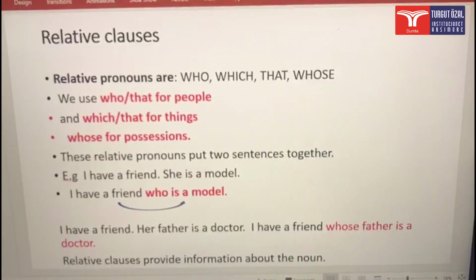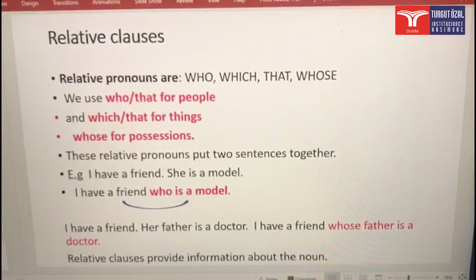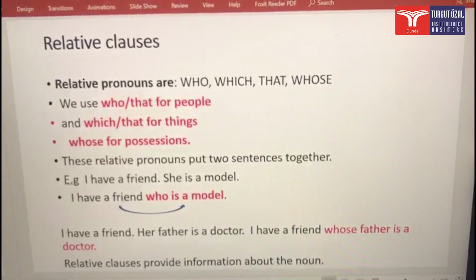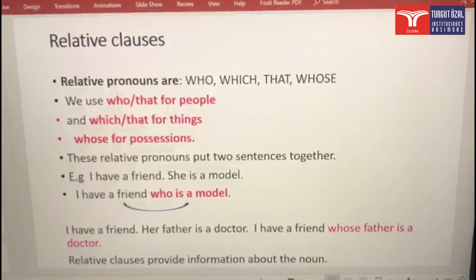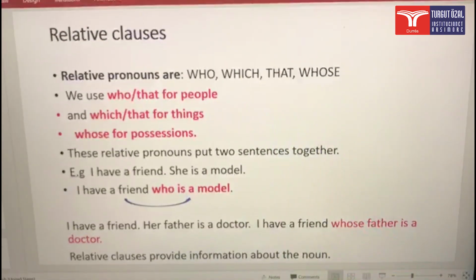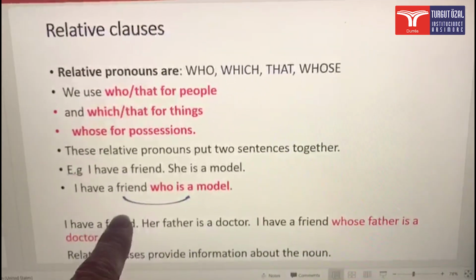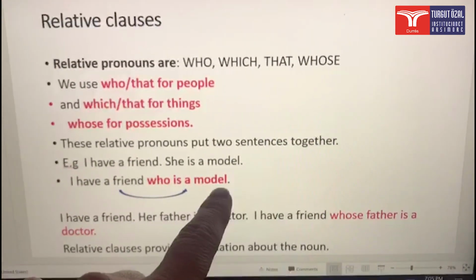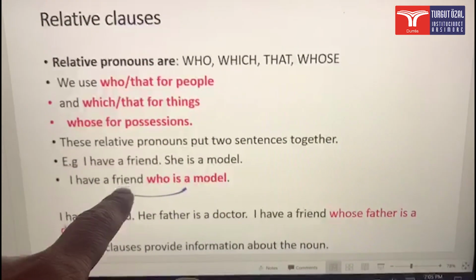Another example. I have a friend. Her father is a doctor. I have a friend whose father is a doctor. So the relative clauses provide information about the noun. As you noticed in the example here, who is a model refers to the noun friend.